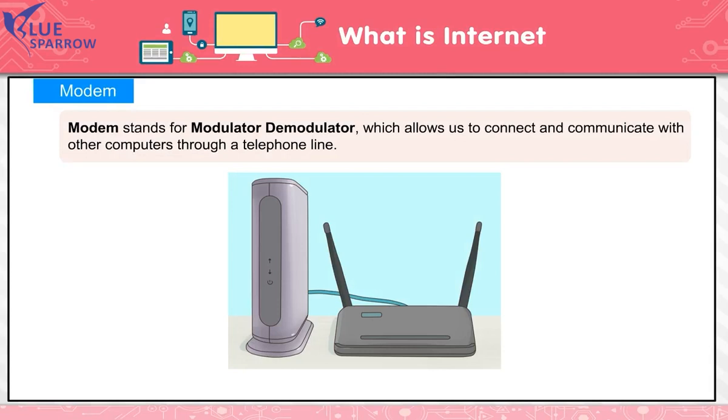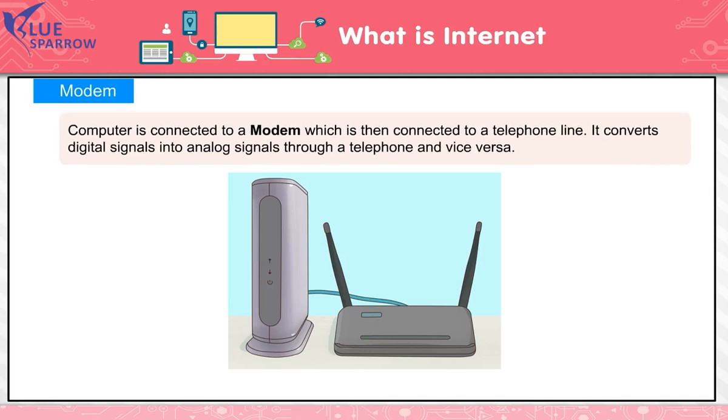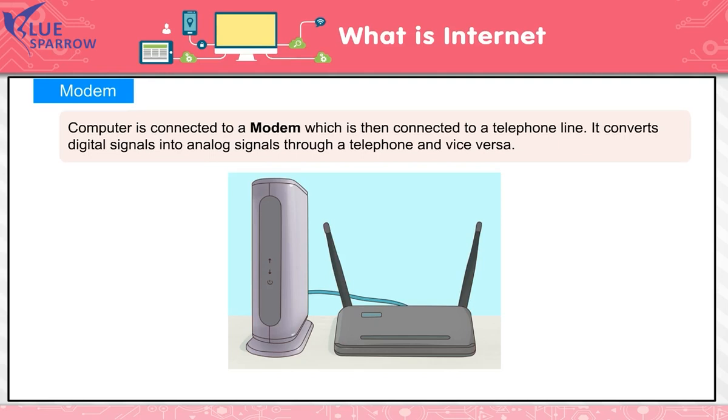Modem. Modem stands for modulator, demodulator, which allows you to connect and communicate with other computers through a telephone line. Computer is connected to a modem which is then connected to a telephone line. It converts digital signals into analog signals through a telephone and vice versa.